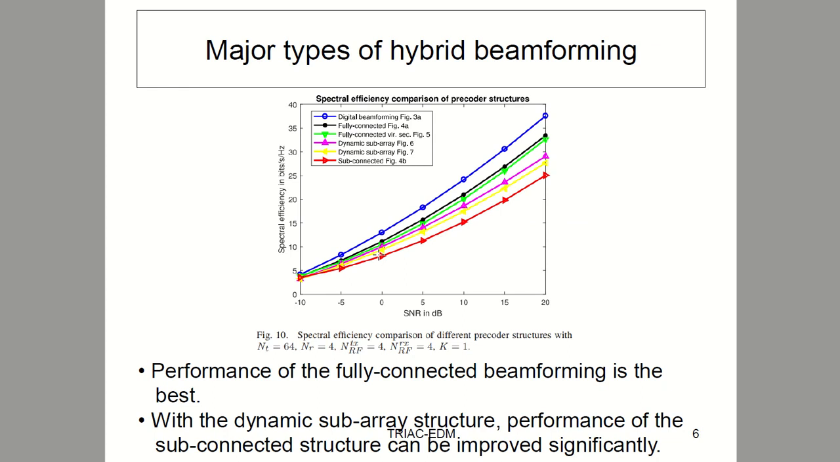Then if we do the simulation of spectral efficiency versus SNR, you see the fully connected ones perform better than the partially connected ones here. For example, the yellow and purple are partially connected. The blue and black, the dark colors, are fully connected, performing better than the others.